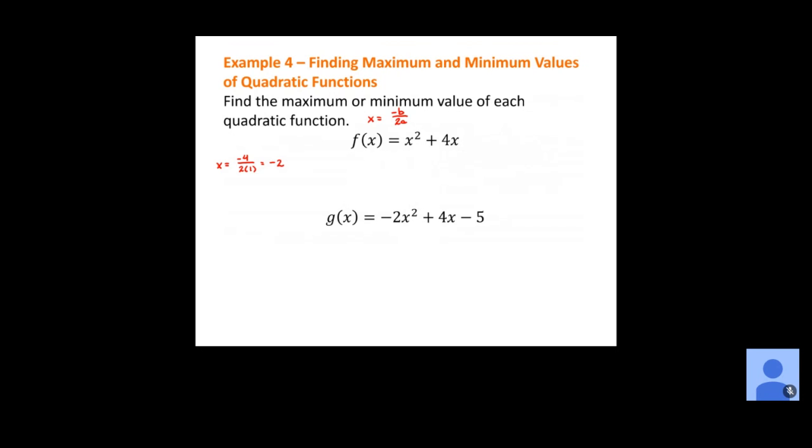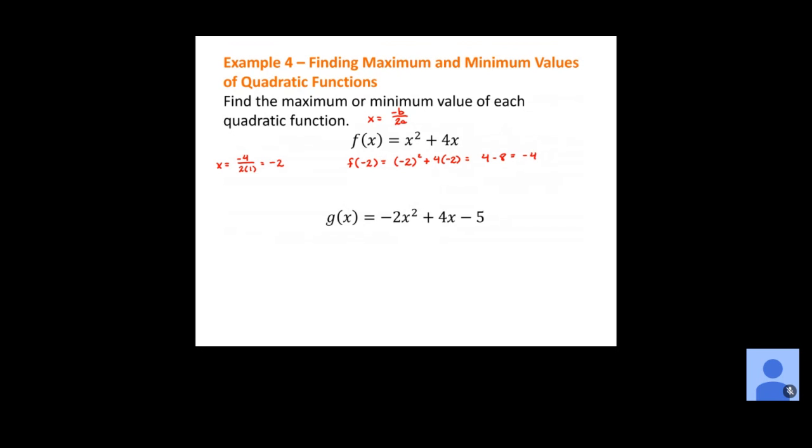Now we're going to substitute that back into our function to find the actual min or max value. I have f of negative 2. That's going to be negative 2 squared plus 4 times negative 2. Now, if we simplify that, negative 2 squared is going to give us 4. 4 times negative 2 is a minus 8. And 4 minus 8 is going to give us negative 4.